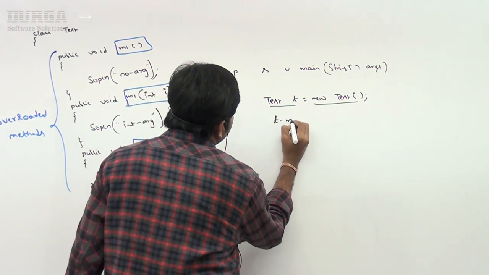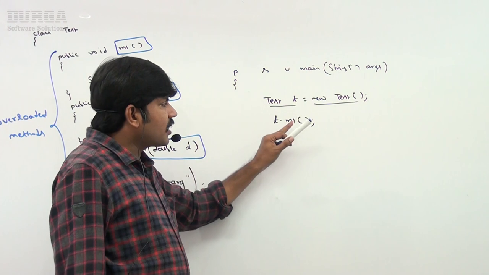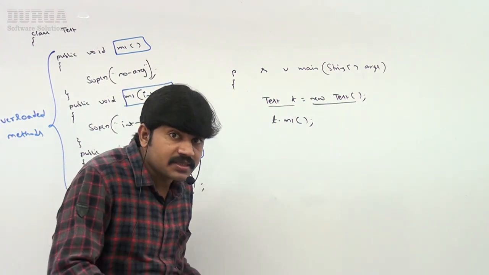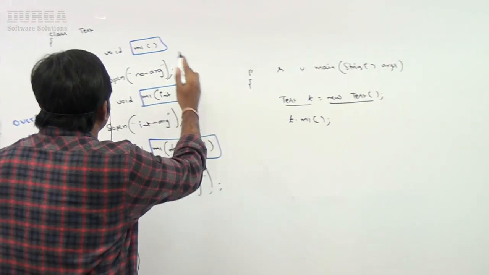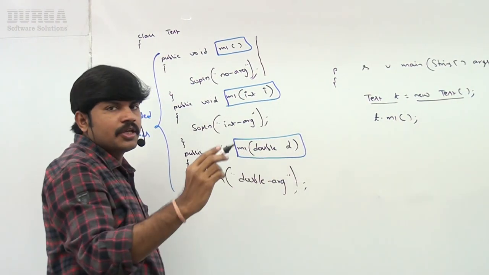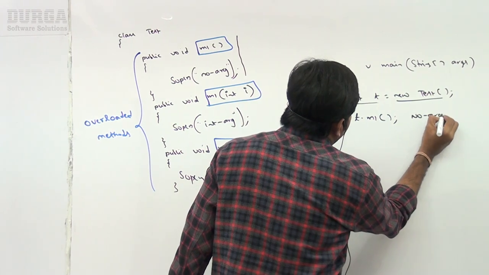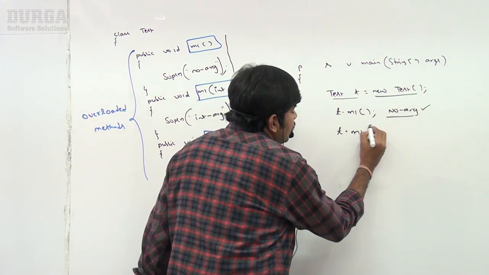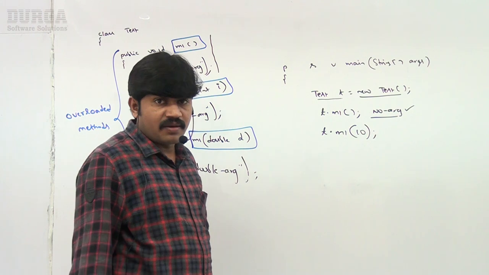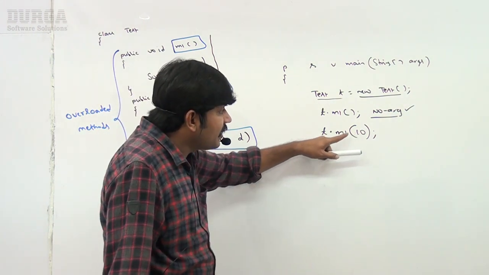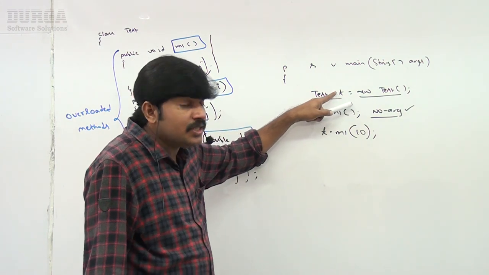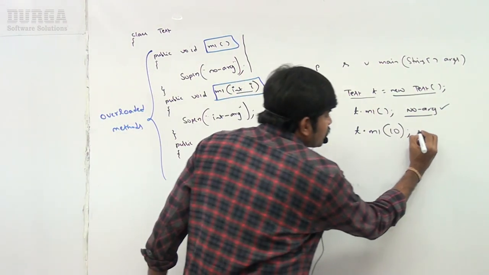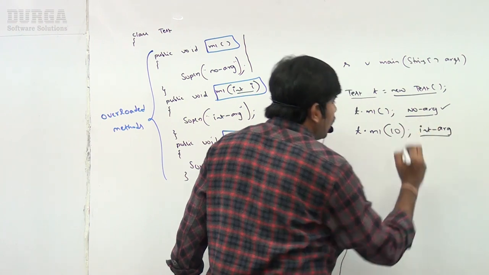Whenever we call t.m1(), you are calling m1 without any argument on t. T is what type, sir? Test type. That's why immediately the Test class m1 no-arg method is going to execute. So what is the output we are going to get, sir? No-arg method. Okay, now t.m1(10). Sir, you are calling m1 on t. T is what type? Test type. In the Test class, the m1 method which can take an int type as the argument is going to get the chance. That's why the int-arg method will get the chance.